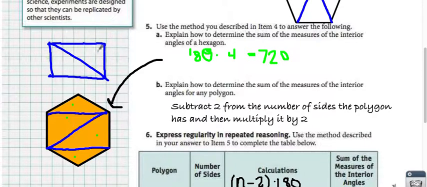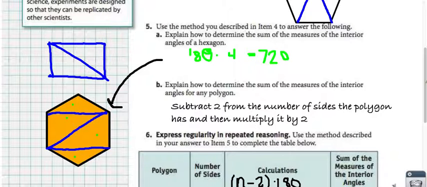And you can see here a rectangle. If I draw one auxiliary line, there are 2 triangles, so 180 plus 180 would be 360, so the sum of the interior angles of a rectangle, or any quadrilateral, would be 360.